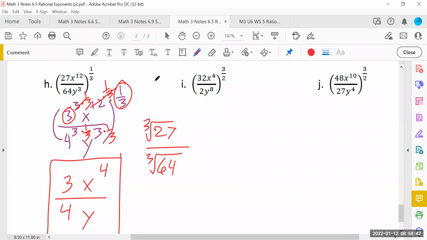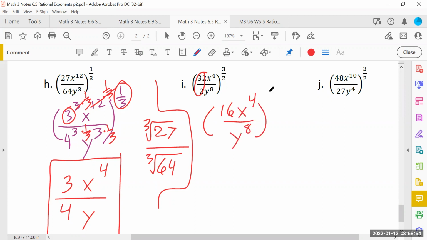Okay, I'm not going to do I, but I'm going to give you a little hint. Does everybody see that 32 divided by 2 is 16? I would write this one as 16x to the 4th over y to the 8th raised to the 3/2. Does that make sense to everybody? That would simplify that one a little bit for you. Then you could do it the rest of the way.